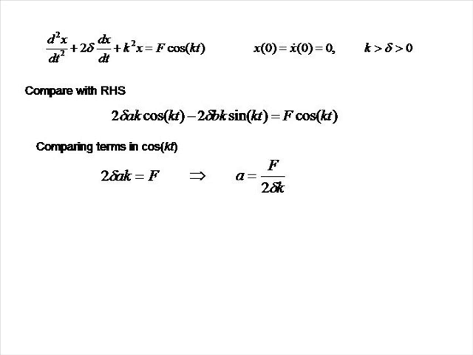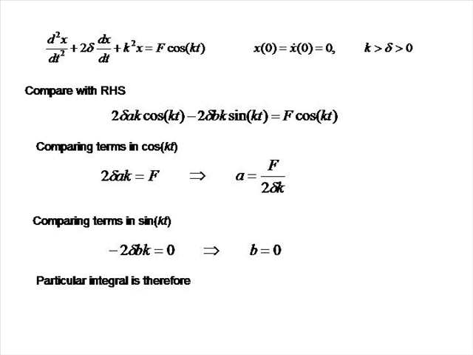Now let's compare terms involving sine of kt. Well, on the left we've got minus 2 delta b times k lots of sine kt. On the right hand side we've got 0 lots of sine kt, so this of course means that b must be 0. And this of course means we can get a particular integral, which must be f over 2 delta k times sine kt. That was our a times sine kt plus b times cosine kt that we noted earlier.